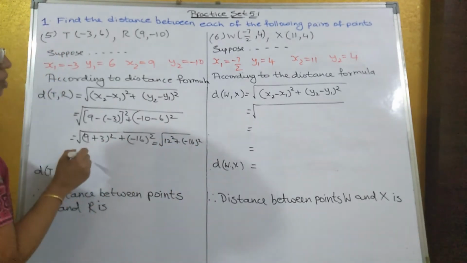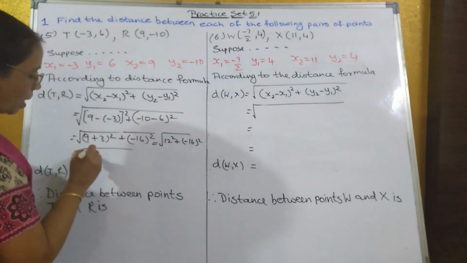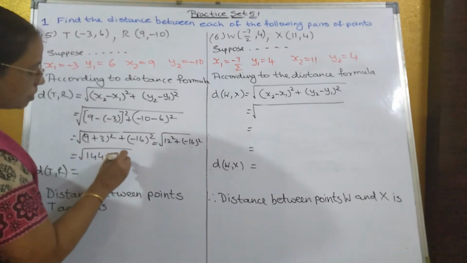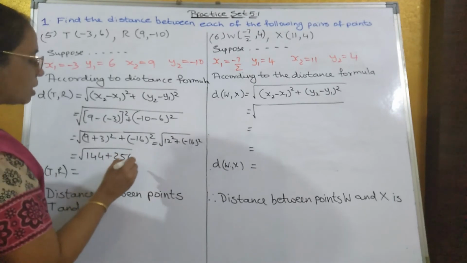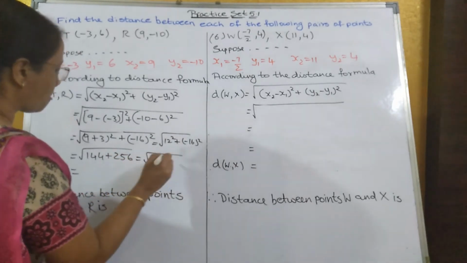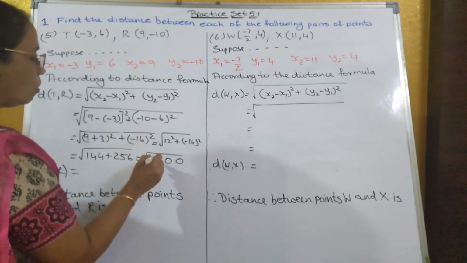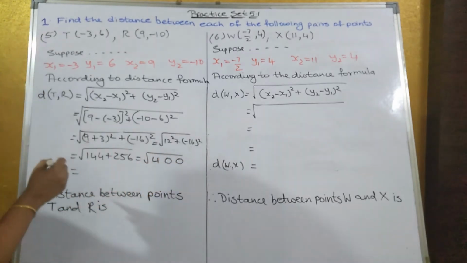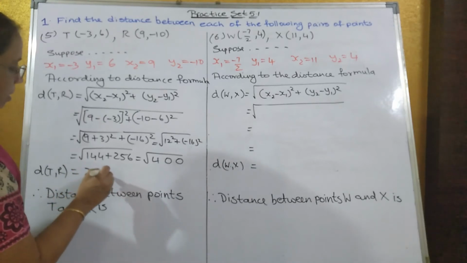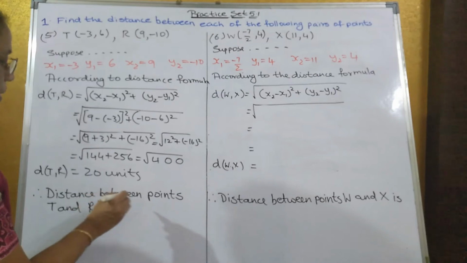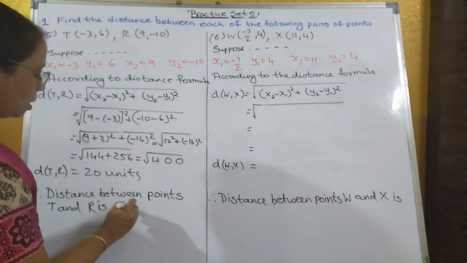So that is equal to 12 the whole square is how much? 144 plus 16 into 16 is how much? 256. So that is equal to how much? 400. Now what is the square root of 400? Square root of 400 is 20. So 20 units. So distance between points T and R is 20 units.